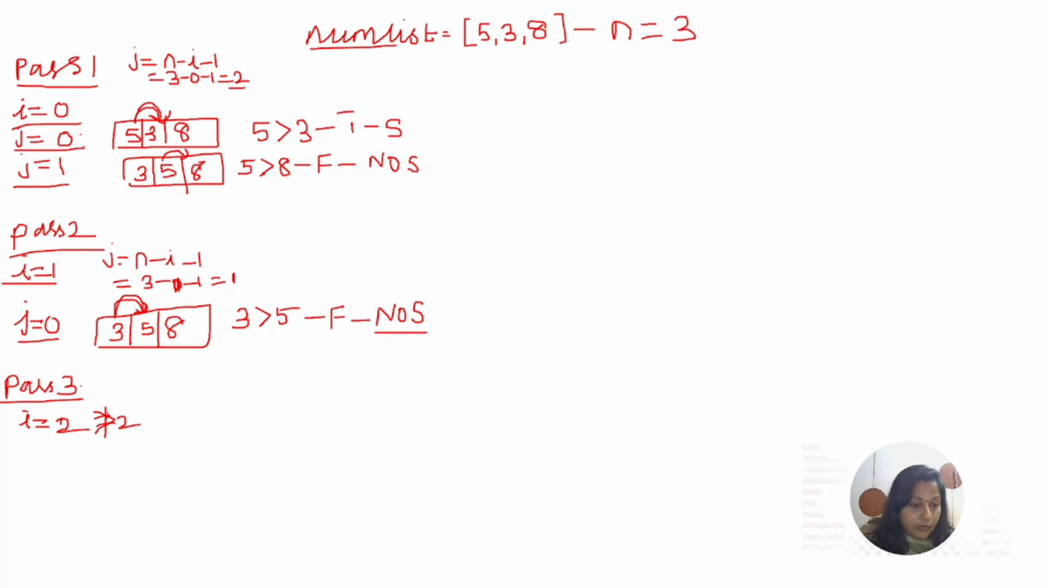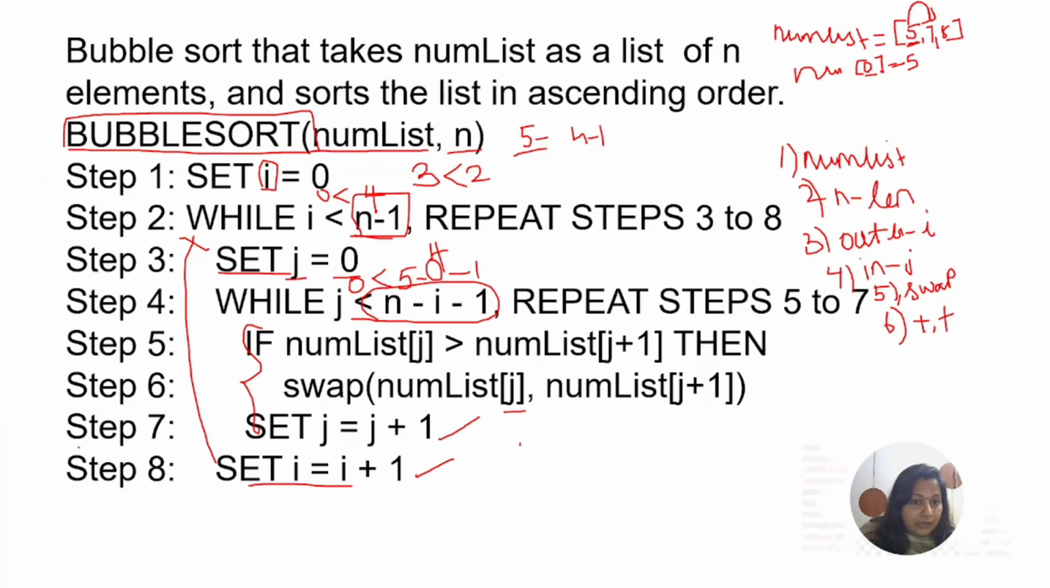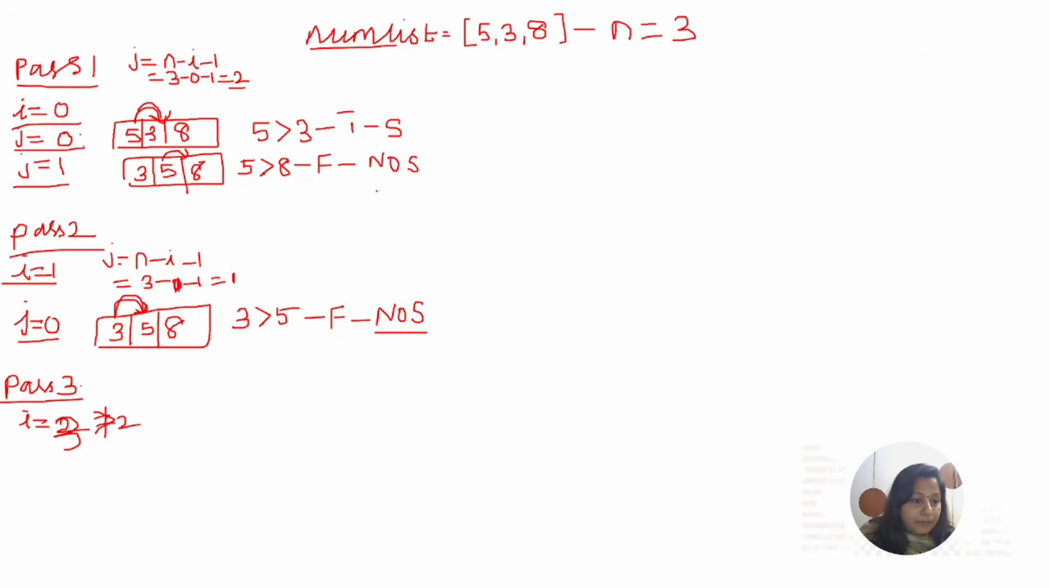So pass 3, if you are trying to do, what will happen? The I value will now increase to 3. Right? But what is the condition you have given here? While I is less than n minus 1. So if I value is 3, is it less than n minus 1, which is 2? It is not correct. So that's why it has come out of the loop. So it won't go to pass 3.